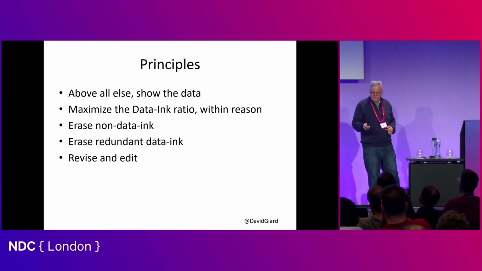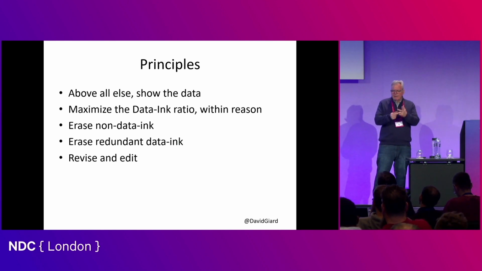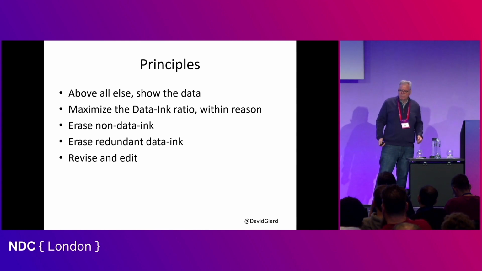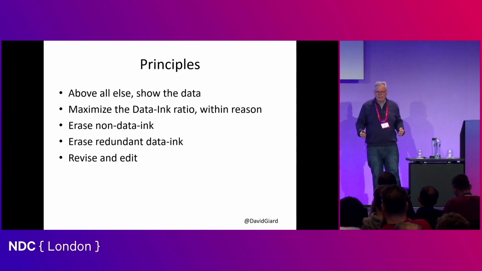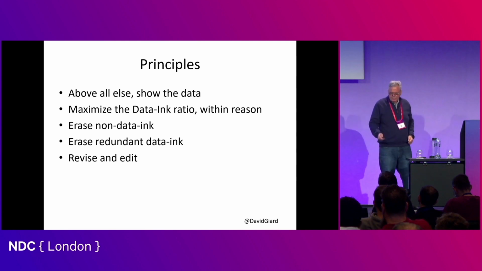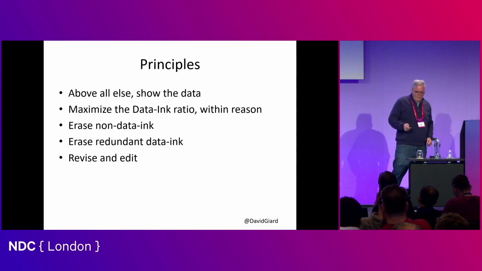It's not dogma. So you can do so by erasing non-data ink, getting rid of the redundant data ink, and it's an iterative process. Remove things, step back, decide if it's better or not. If it's not better, put it back. If it is better, then find something else. All right, questions on this? This is the big part of the presentation, I think.